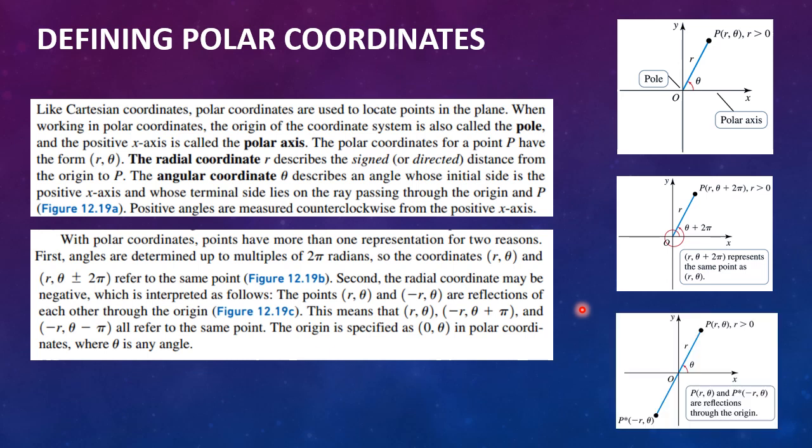The points (r, theta) and (negative r, theta) are reflections of each other through the origin, which you see here. This means that (r, theta), (negative r, theta plus pi), and (negative r, theta minus pi) all refer to the same point. So if we have negative r and add pi, we're going counterclockwise, and we end up here. If we have negative r and we subtract pi, we're going the clockwise direction, the same way, halfway around the circle. The origin is specified as (0, theta) in polar coordinates, where theta is any angle.